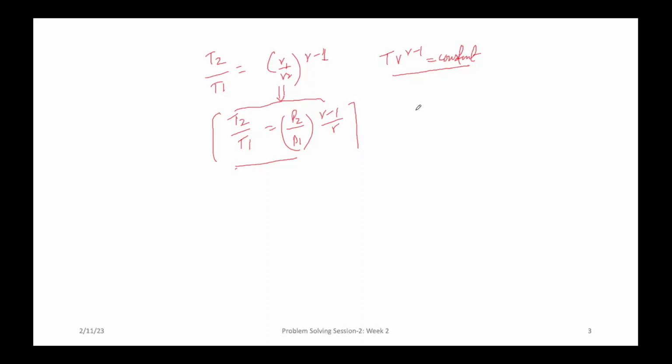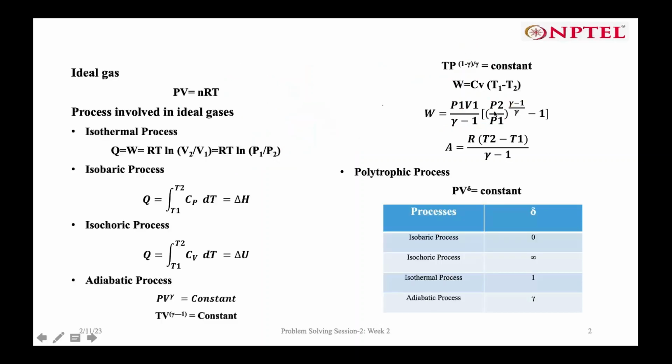So for adiabatic condition, PV raised to the power gamma is equal to constant. Here is the relation for adiabatic process: P into V raised to the power gamma is equal to constant. Then this one relation, then T for the TP. Then we did the calculation for adiabatic process, W is equal to Cv (T1 minus T2).